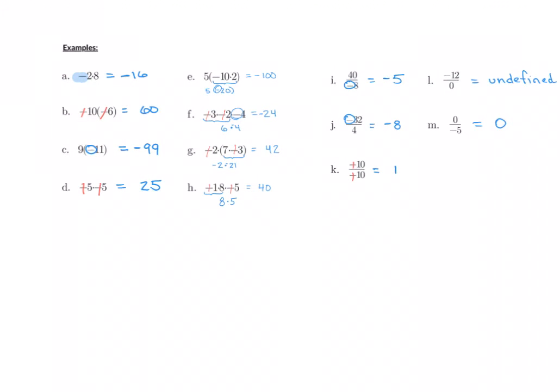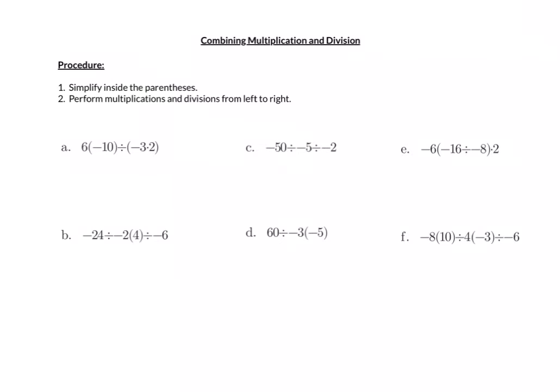All right, so that takes care of some examples involving basic multiplications and divisions. The last thing I want to look at is just to kind of challenge ourselves. Let's combine multiplication and division together. So our procedure in order to solve these problems, the first thing we want to do is simplify inside the parentheses. Remember, when we talk about simplifying inside, that means if we have operations, either multiplications or divisions, inside parentheses, we need to do those first.